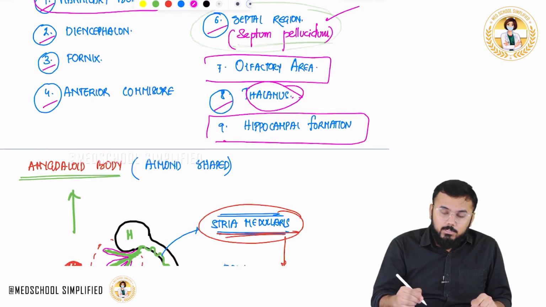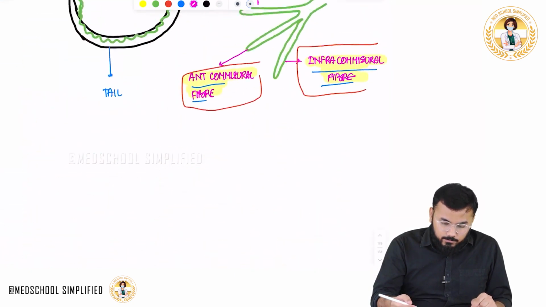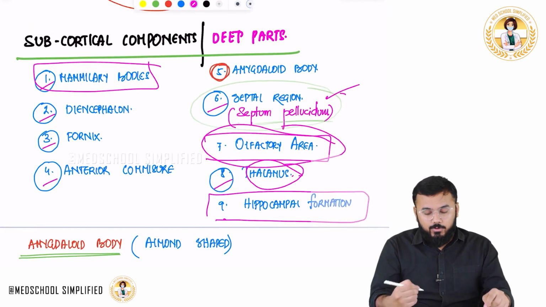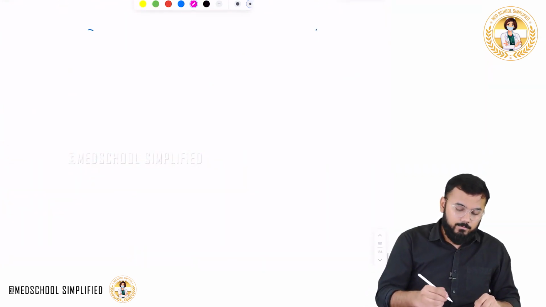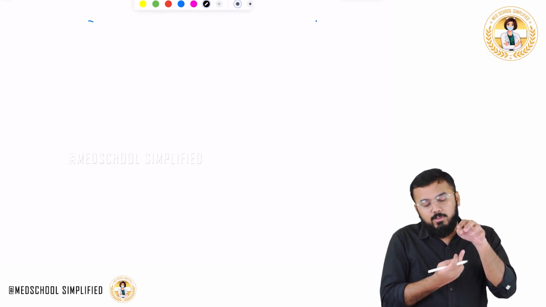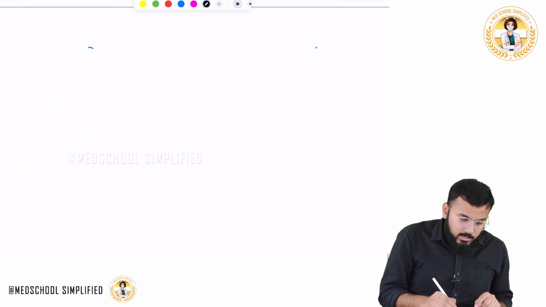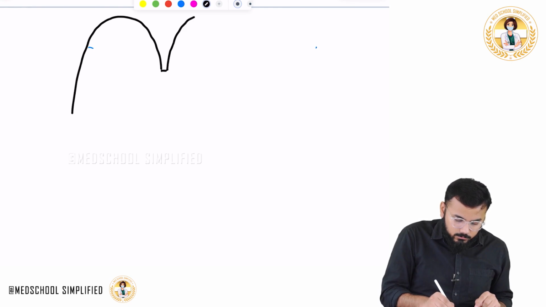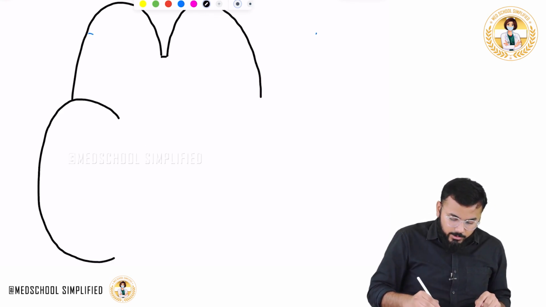Now, where is the thalamus? I have already shown you that this part over here is called as your thalamus. After that, where is your olfactory area? Now, for this olfactory area, I have to draw another picture. So, all of you look. The picture which I am going to draw is from the inferior surface of the brain. When you look at the brain from the lower surface, this is how it looks. So, this is the inferior surface of your brain.